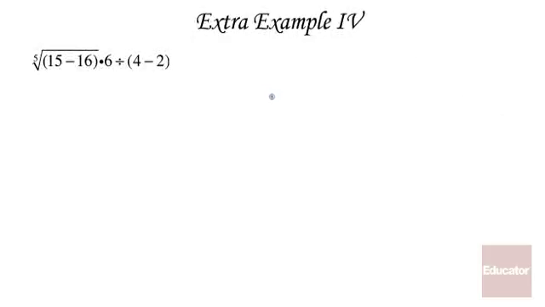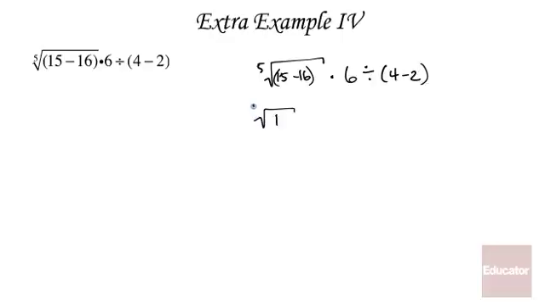Here we have another order of operations with a root. And this time we have the fifth root. I'm going to be working within the grouping symbols under the fifth root value first. So 15 minus 16 is negative 1. And I'm going to recopy everything so I don't forget about any steps later. The fifth root of 1 is 1, because 1 times 1 times 1 times 1 times 1 is 1.